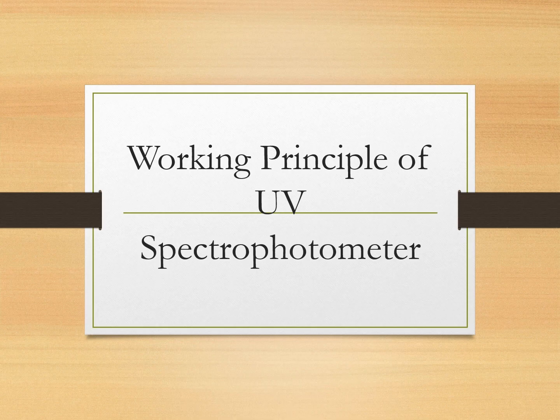Today's presentation is about the working principle of a UV spectrophotometer. The UV spectrometer is one of the most widely used analytical tools in chemistry, pharmaceuticals, biochemistry, nanotechnology, and environmental sciences. In this section, we will deeply explore the principle, instrumentation, theory, laws, and applications that make UV spectrophotometry an essential analytical tool.